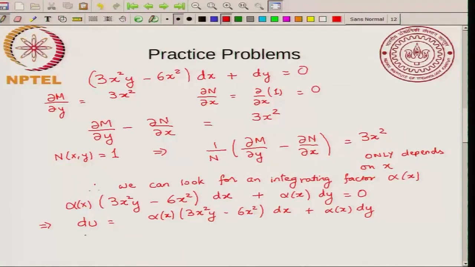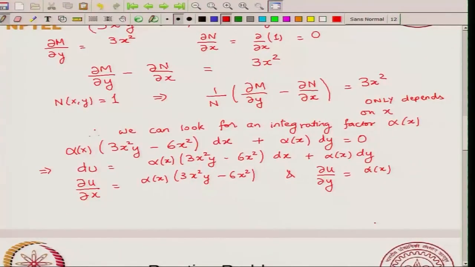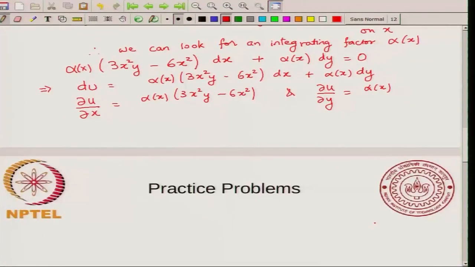So we immediately know dou u by dou x is equal to alpha of x times (3x square y minus 6x square), and dou u by dou y is equal to alpha of x. Now, we will come to this a little later, but let us go back to the condition for exact differential.